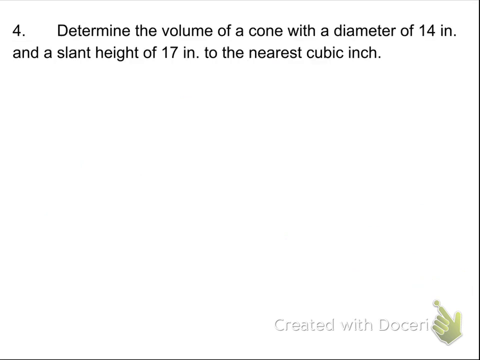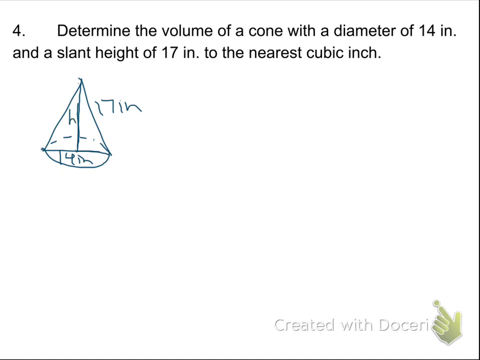Determine the volume of a cone if the diameter is 14 inches and the slant height is 17 inches. And do this to the nearest cubic inch. So we've got a beautiful cone here. It tells us that the diameter all the way across the bottom is 14 inches. And it tells us that the slant height is 17 inches. And remember, for volume, it's not the slant height that we care about, it is the actual height. So we need to know this height that goes from the center of our circle on the bottom all the way up to the top.